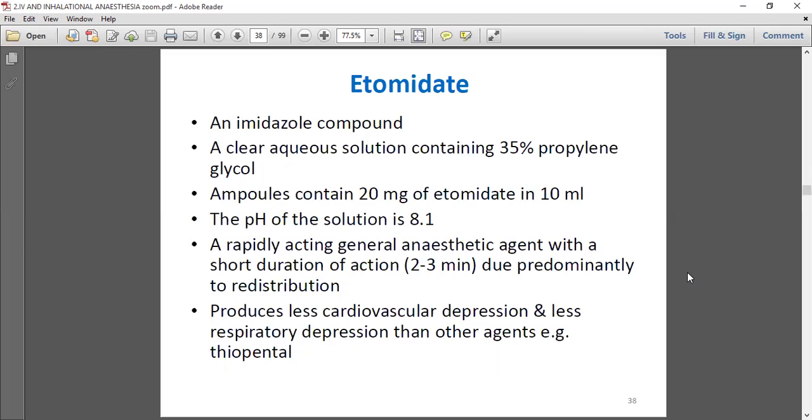Then we have another drug, the last one. Members, be patient, we're almost done.